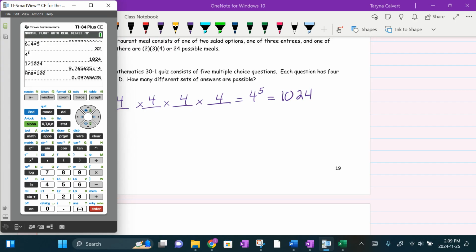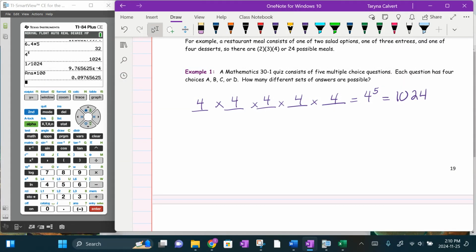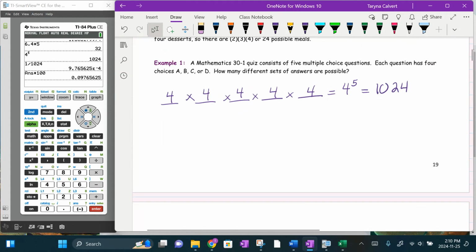Does that make sense why I took the second one and times it by 100? Because remember, probability is not percent yet. You have to times it by 100. So there's basically a 0.1, if we round it, 0.1% chance that you could just randomly bubble in the correct sequence of A, B, C, or D. Okay, so kind of neat.